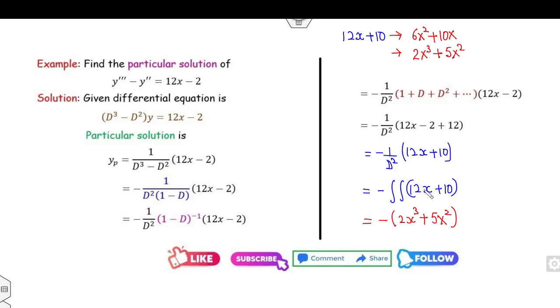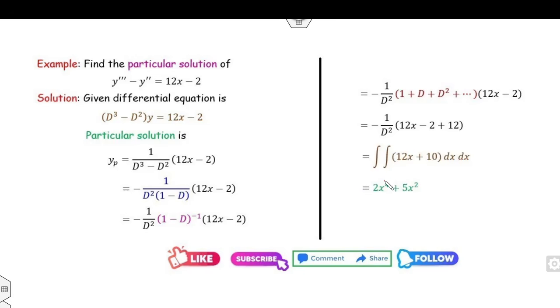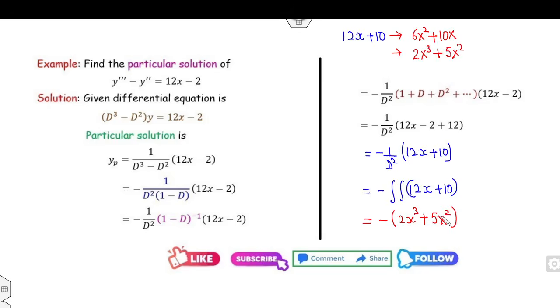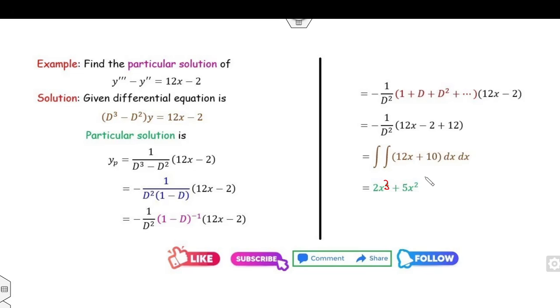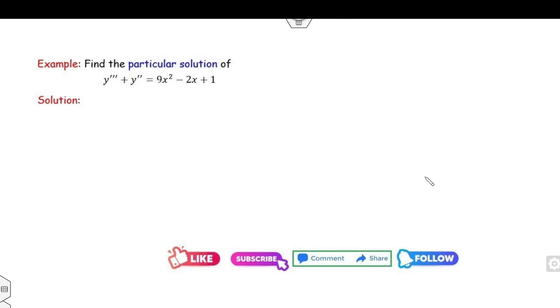2x, sorry, it's a cube. 2x cube. First integration is x square, second is x cube. So it's my cube, and it is my 5x. 2x cube plus 5x square is the right answer.